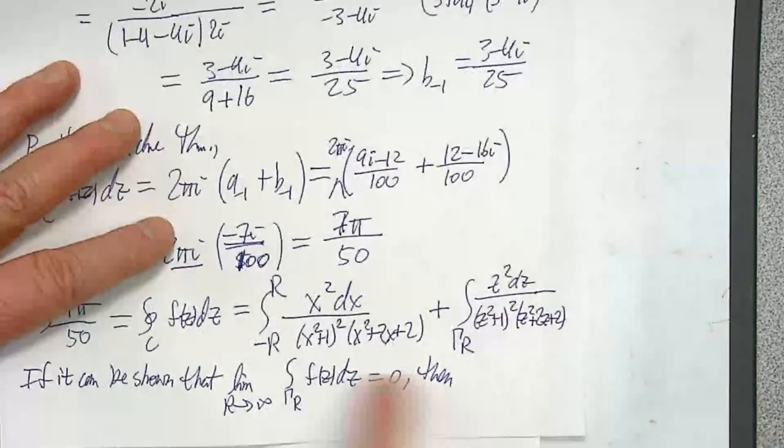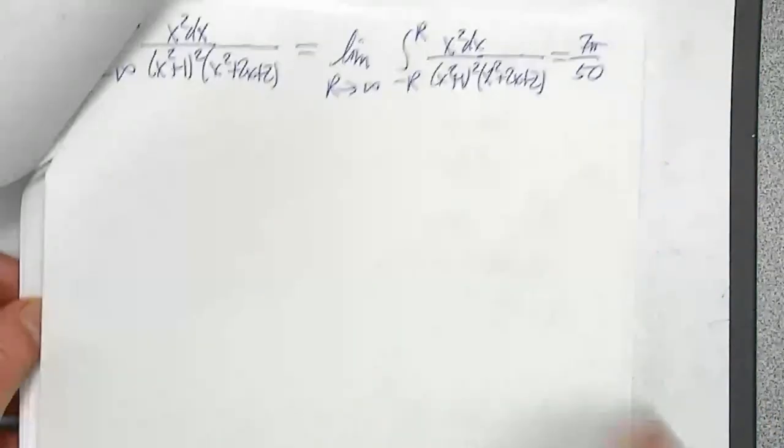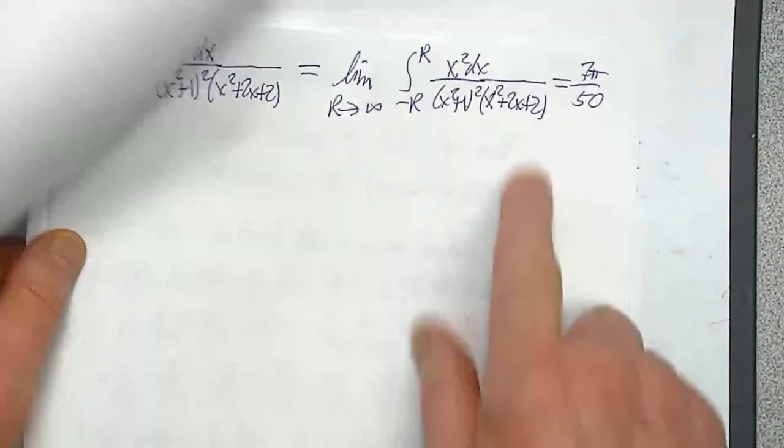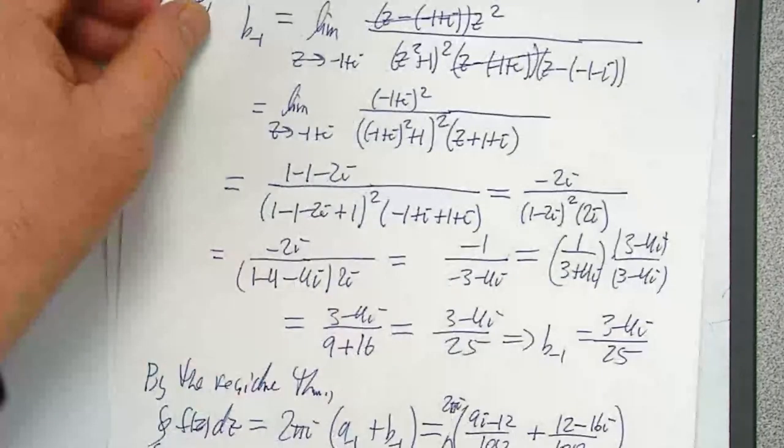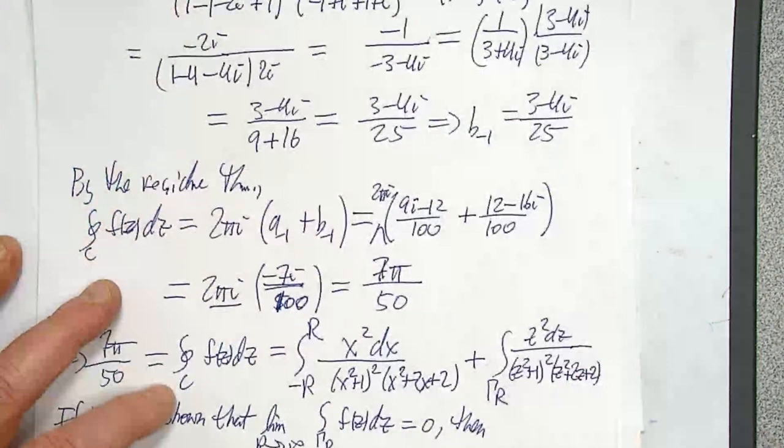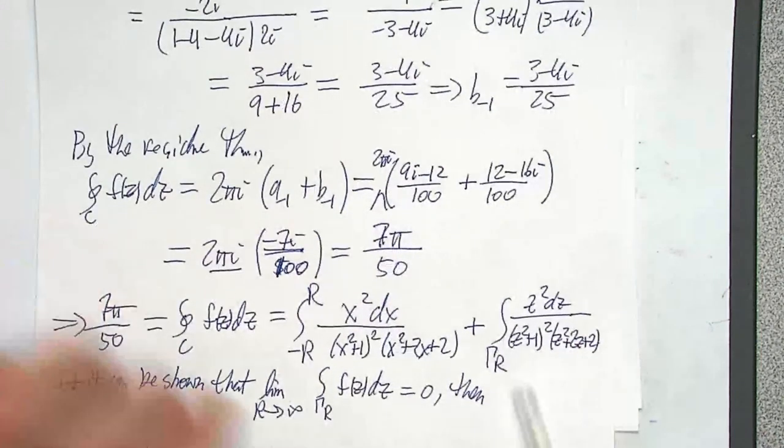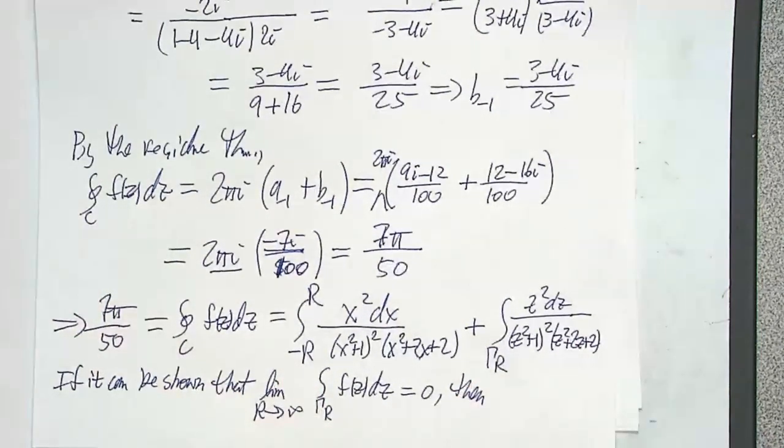And so if we can show that this part goes to 0, then when we take the limit, all that will equal 7 pi over 50. So in order to prove that's true, there's a certain amount of work to be done. I didn't want to take time in this shortened class to show why this would go to 0.